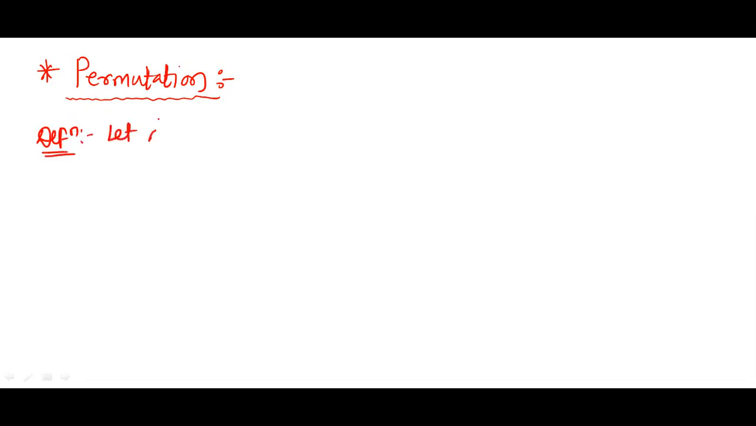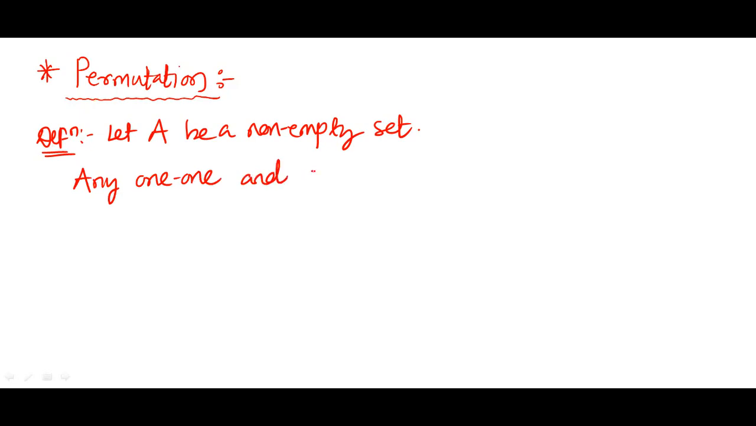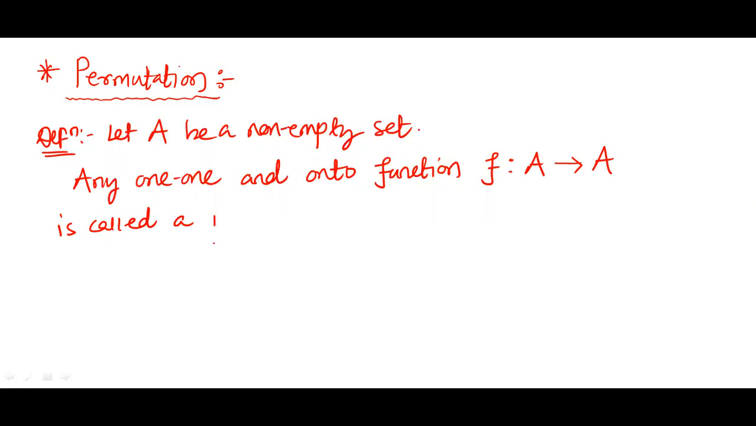Let A be any non-empty set. Then any one-one and onto function f from set A to itself is called a permutation of A.